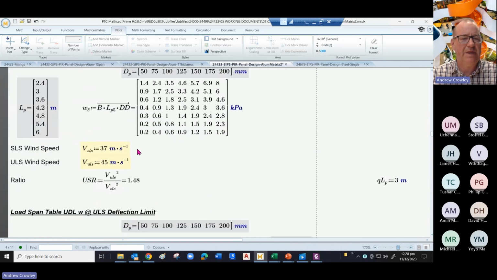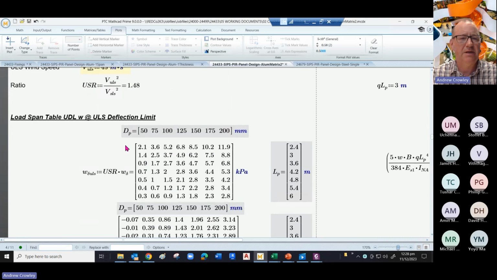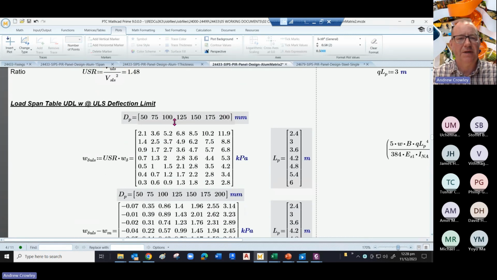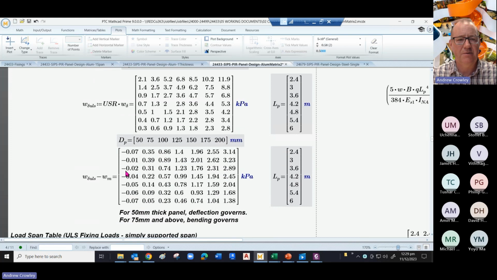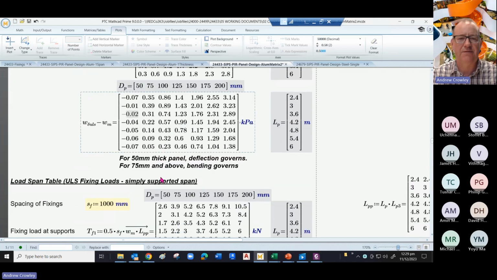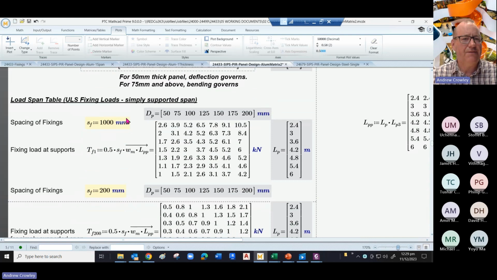So you want to ramp that up from a serviceability deflection limit to an ultimate deflection limit. And then you can create your DP thicknesses versus your spans for your ultimate limit state. Again, a little comparison, you don't have to do it. It just shows you that for 50 mil thick panels, your deflection is governing, and beyond that, your bending is governing. We can look at fixing loads.